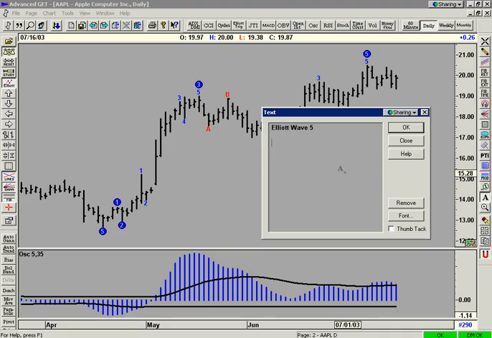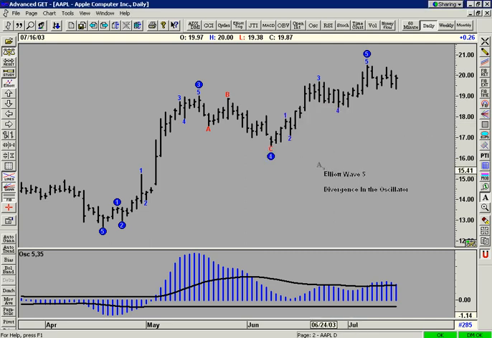The second rule is going to deal with the Elliott oscillator that you see down there at the bottom, which again is just the difference between two moving averages. In this case, a 5-period moving average and a 35-period moving average. And what we're looking for here is divergence in the oscillator. Now what do I mean by divergence in the oscillator?